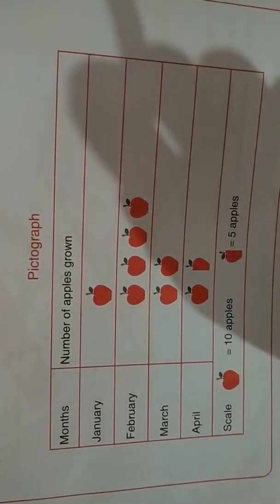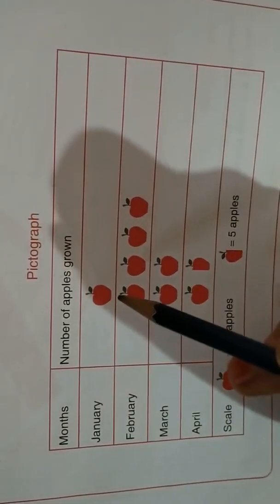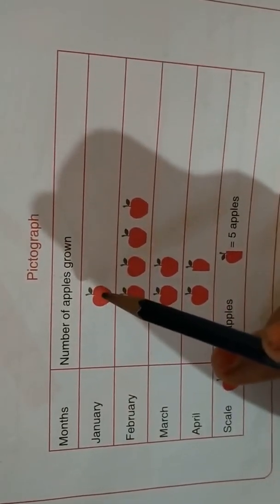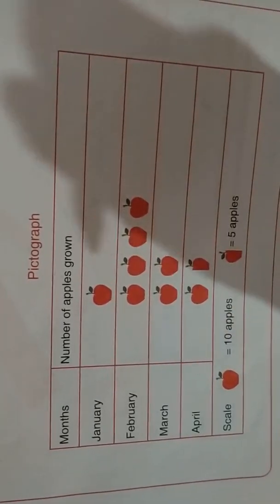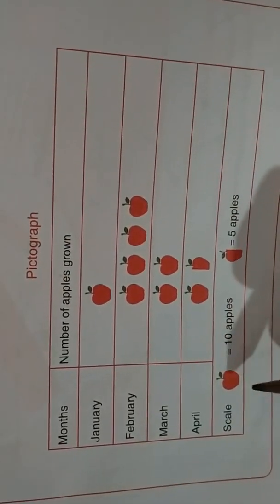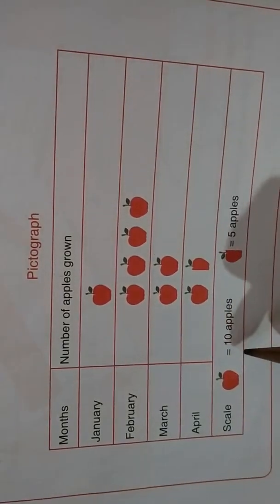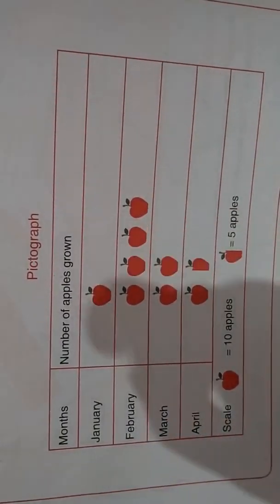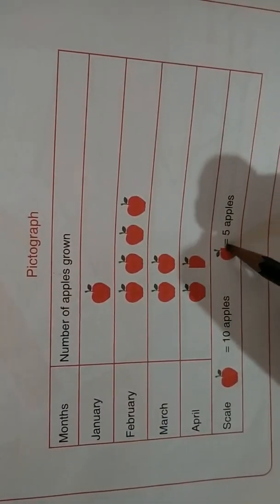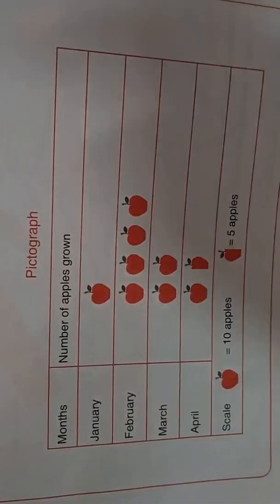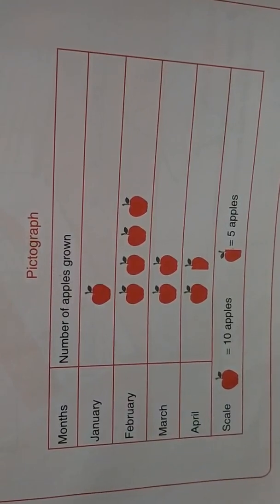decide the scale. That means if here we are using the apple, right? So we have to draw the apple. So what is the meaning of one apple? We have to decide the scale: one apple is equal to 10 apples. Draw one apple, that's called 10 apples, and half an apple, that's called 5 apples.